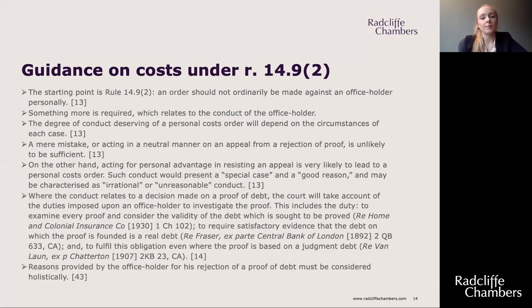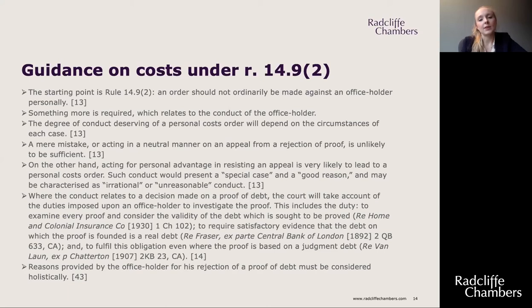So turning back to what Judge Briggs decided next. He then proceeded, after reviewing all those cases, to give guidance on the cost rules under Rule 14.9. The starting point is that an office holder will not generally be liable, and something more is required to obtain a personal cost order against them, and that will relate to the office holder's conduct. It is always going to depend on the circumstances of the case, so it's very, very fact specific. But a mere mistake normally will not be enough, and acting in a neutral manner is likely not to be enough.